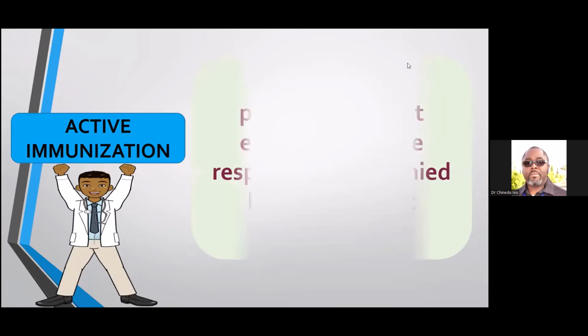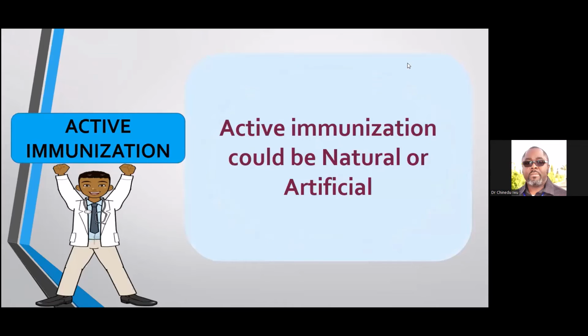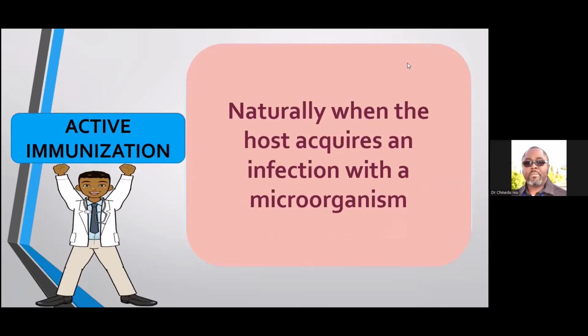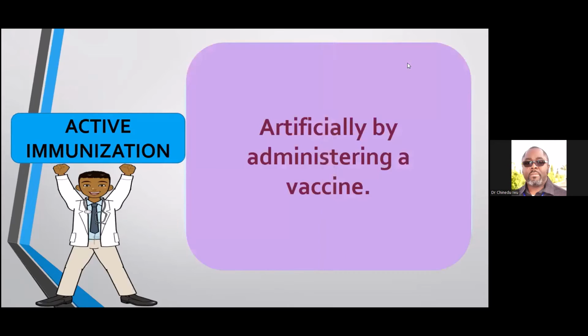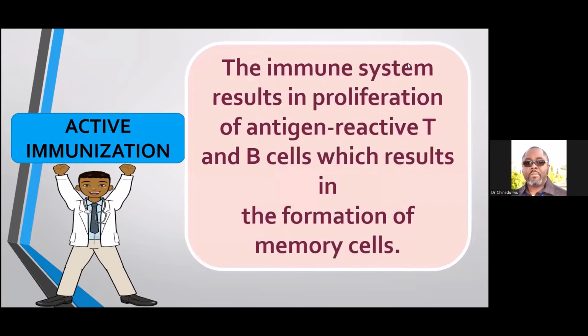Active immunization. Exposure to a pathogenic agent elicits an immune response accompanied by immunological memory. Active immunization could be natural or artificial. Naturally, when the host acquires an infection with a microorganism; artificially, by administering a vaccine. The immune system results in proliferation of reactive T and B cells, which results in formation of memory cells.